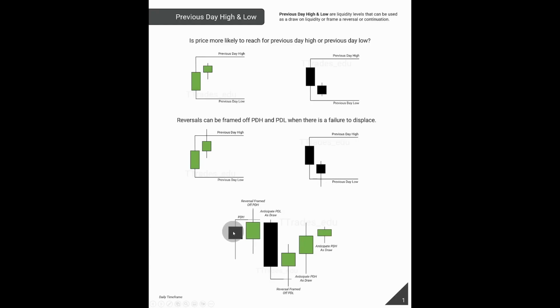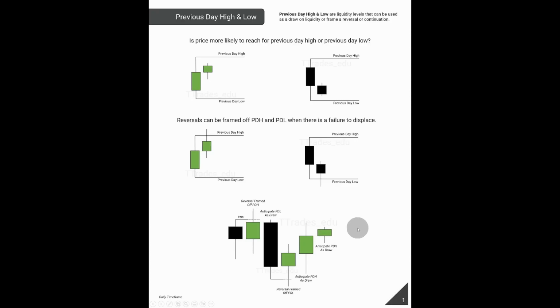So for example here, just using previous day highs and lows, we have our previous day high. A reversal is framed off of previous day high. From here, since we close back in, I'm expecting price to reach for previous day low. As shown here, we reach for this previous day low. The next day, a reversal is framed off of this previous day low, as it cannot displace below. Now from here, I'd expect the next day to reach for this previous day high and continue to reach for previous day high until a draw on liquidity is met.